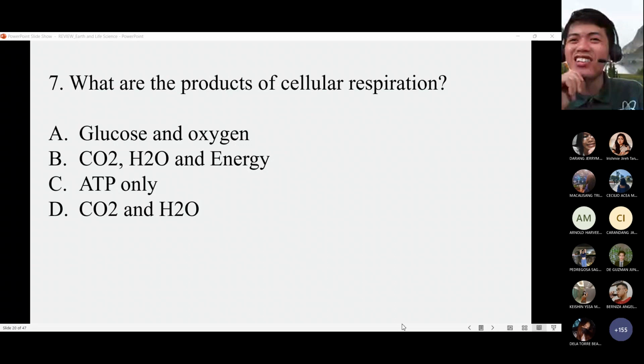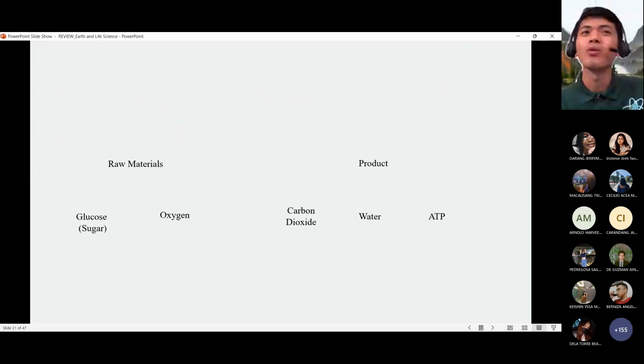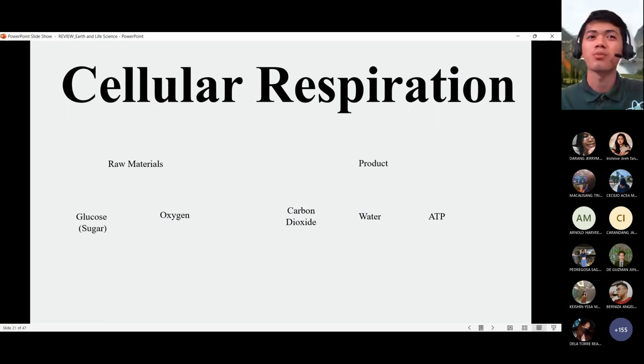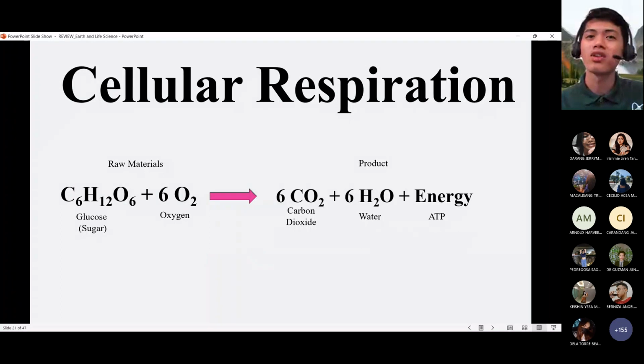Now, the correct answer here is, of course, letter B. Take note that the products of cellular respiration are carbon dioxide, water, and energy. We also have a chemical equation for cellular respiration. We have the raw materials: one molecule of glucose or simple sugar reacts with six molecules of oxygen gas, yields six molecules of carbon dioxide and six molecules of water, and of course, energy.